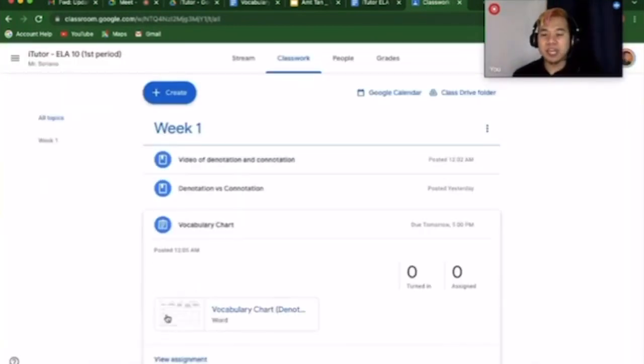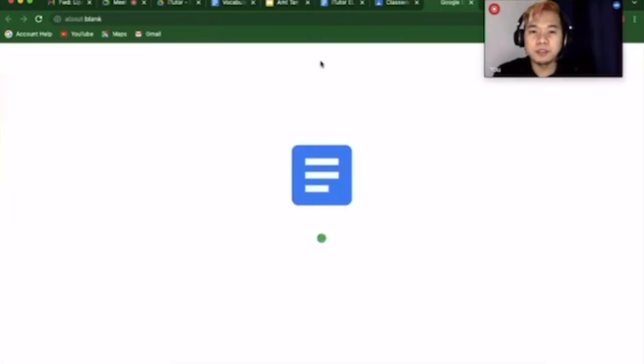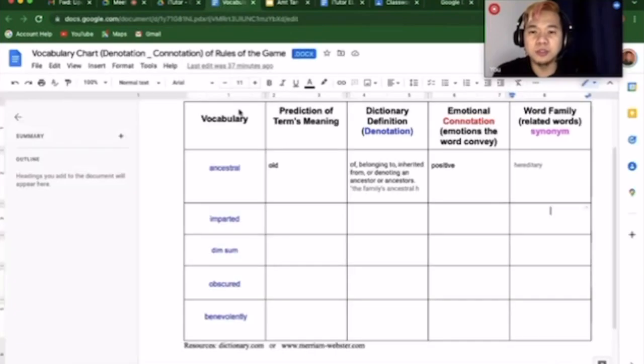So we have the vocabulary chart. There are four columns right there. Maybe I can help you with this, so that it'll be easier for you to answer. I predicted that ancestral, based on ancestors, I feel like it's old. Don't worry, guys, because here's the thing: there's no wrong answer here. Whether you predicted it correctly or not with its meaning in the dictionary, it's fine because it's your prediction, so no one can question that.